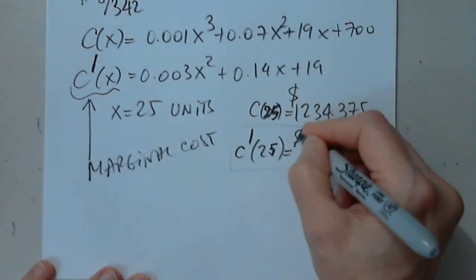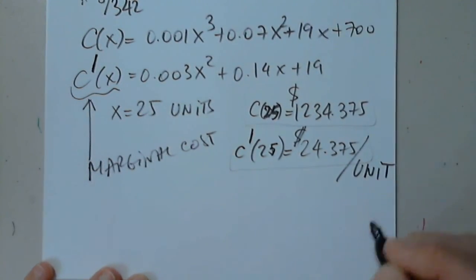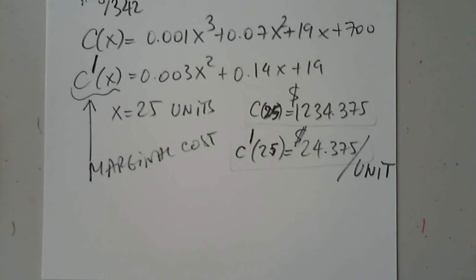Dollars per unit. Thank you very much. Perfect. Let's move on to part B or C or whatever, where we are. Where are we?